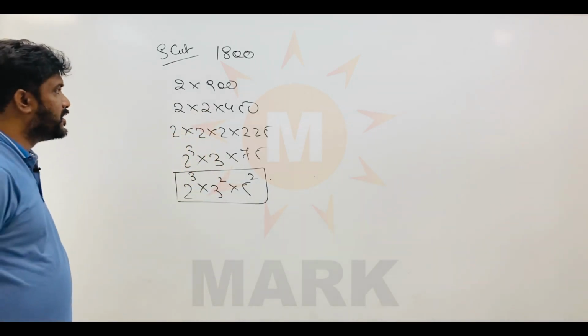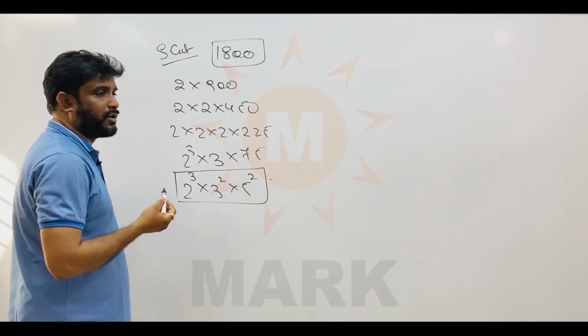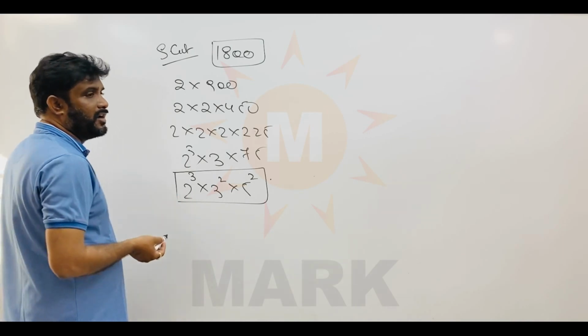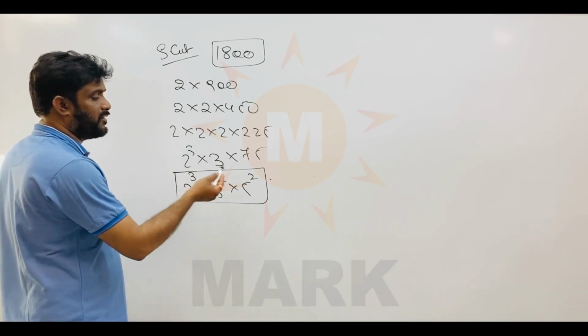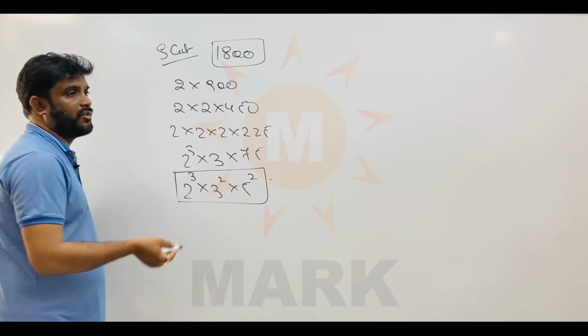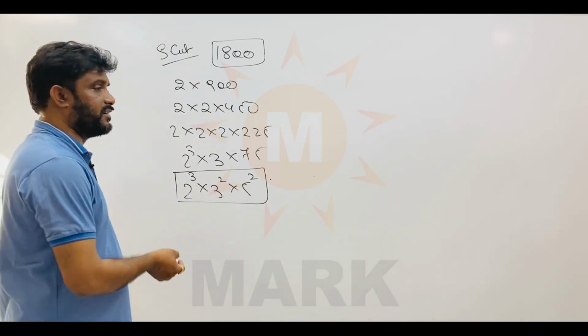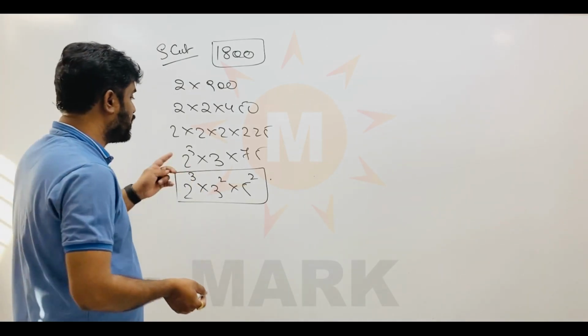So that means 1800 is telling you, if you want to write me as a product of prime factors, you should involve 3 prime numbers. What are they? 2 should be involved, 3 should be involved, and 5 should be involved. Because 2 power 3 into 3 square into 5 square is nothing but equal to 1800. Step number 1, prime factorization, is over.